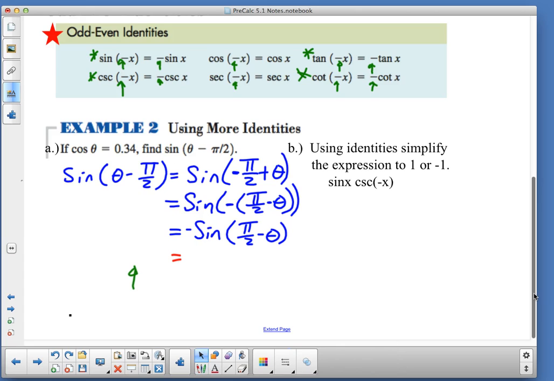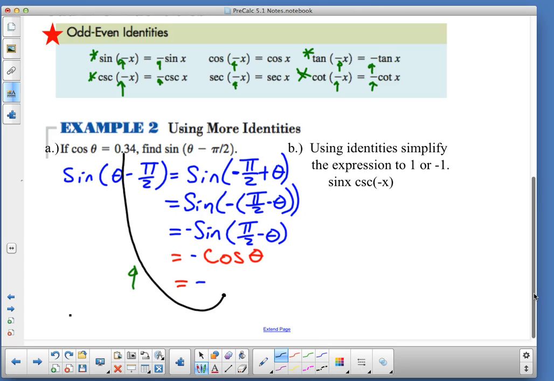I still have the negative from that other thing, but now I know sine pi over 2 minus theta is the same as cosine theta. So now I'm just going to substitute again. So this is equal to that negative 0.34. And that's my final answer.